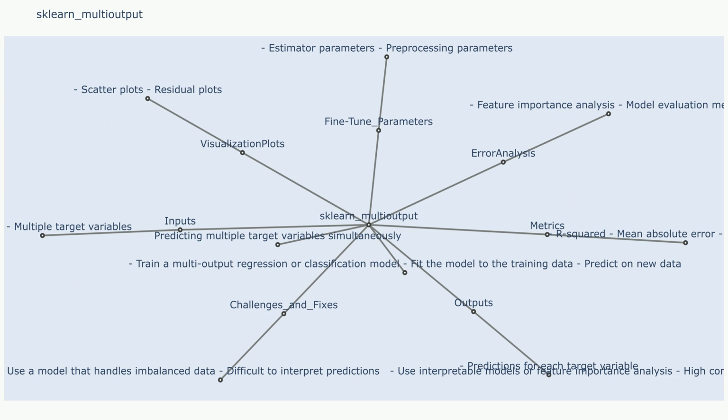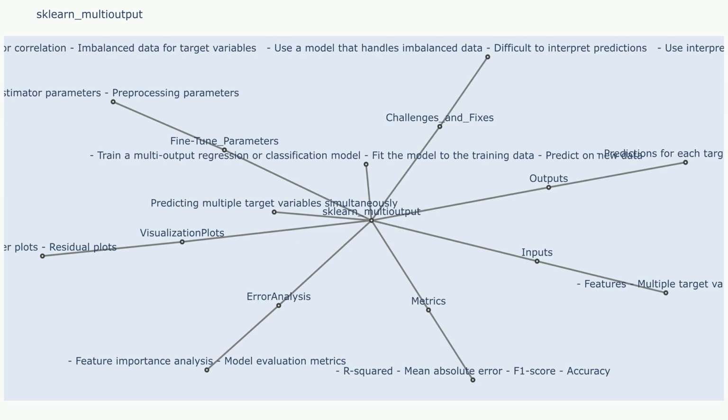Uncertainty method 2. Explain in detail. Predictive variance. Some models provide a measure of the variance of the predictions, which can be used to assess the uncertainty. Challenges and fixes.